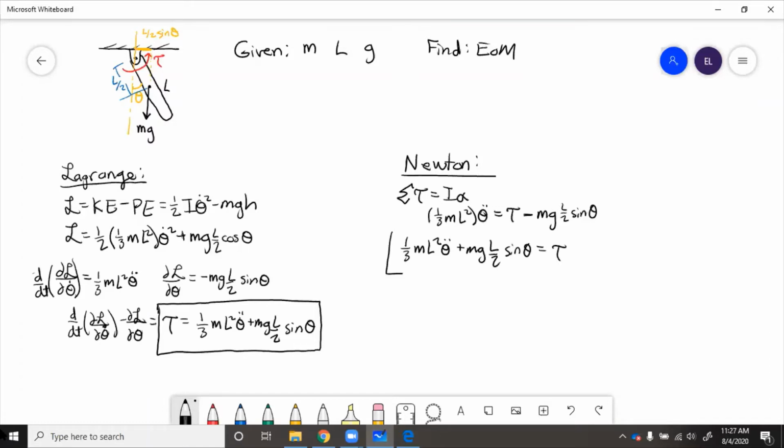So this is the exact same equation as we got using Lagrange's method. So you could use either method to get the equation of motion for this problem. It doesn't really matter. The Lagrange method is good for very complicated systems, and Newton's method is good for systems that are less complicated or when acceleration comes out to be 0.